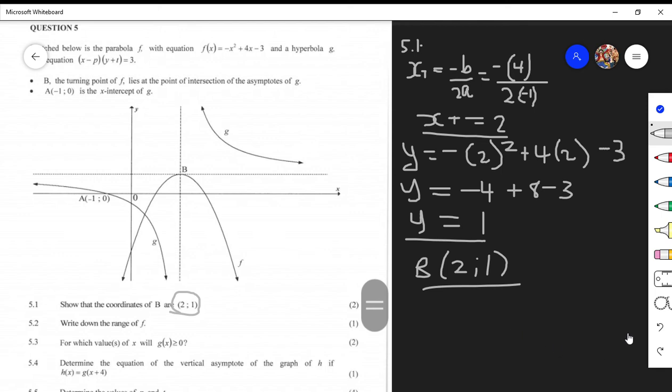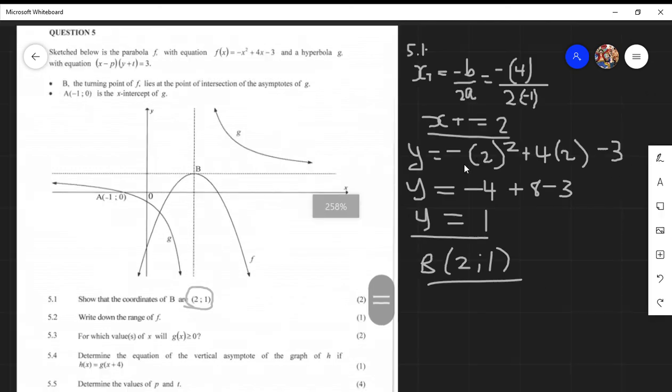Okay. Now moving on to the second question. Oh, I forgot about this logo. Sorry guys, just give me a second please.